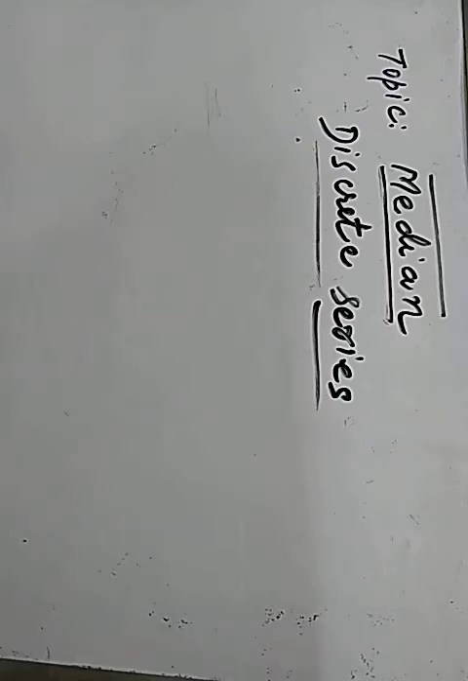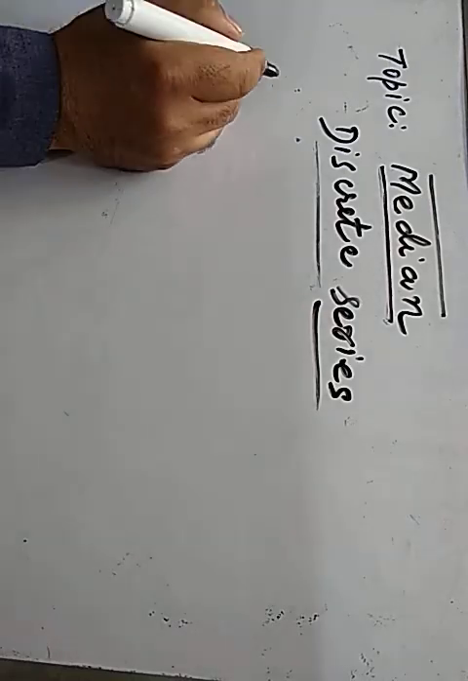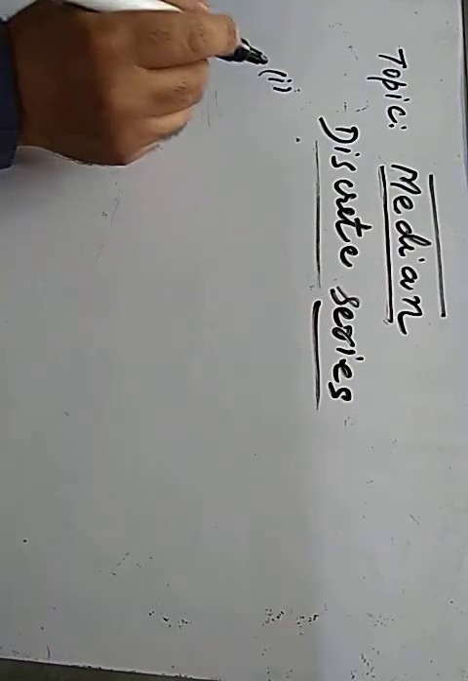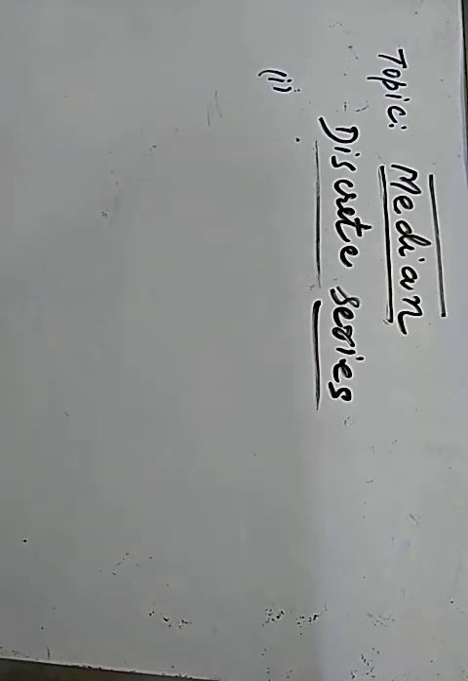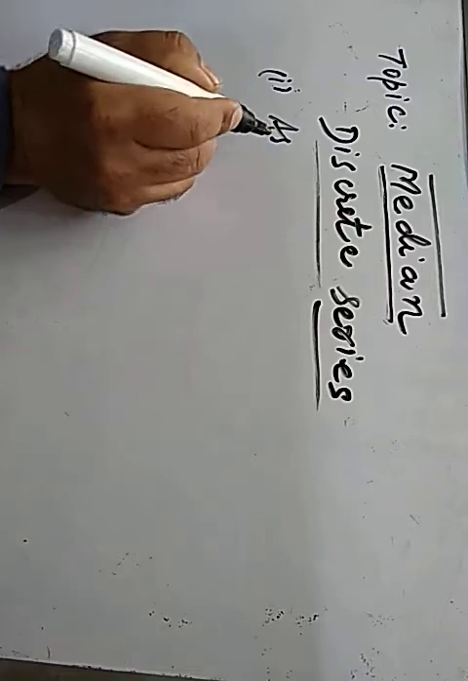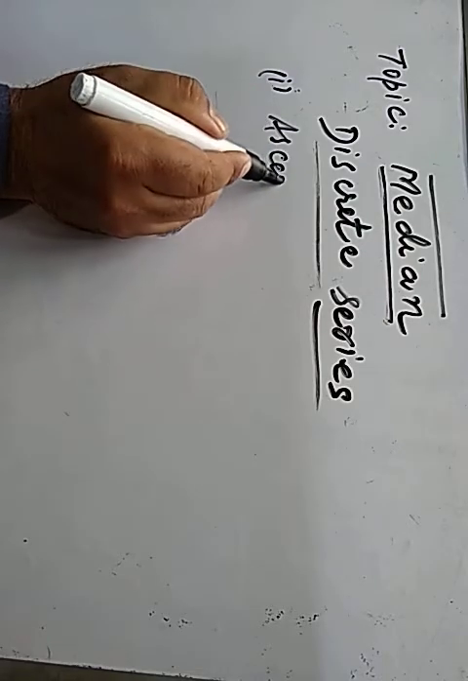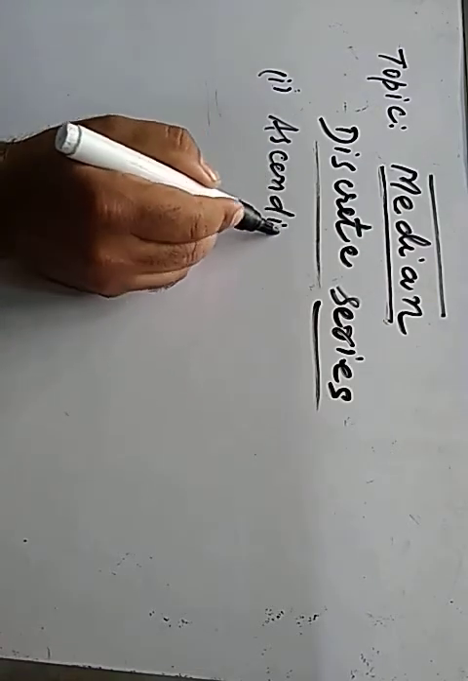Today we will learn how to calculate the value of median in case of discrete series. In discrete series, to find out the value of median, we have to follow certain steps. We have to write the data in some order, such as ascending order or descending order. पहले हमें डेटा को लिखना है, दिखाना है ascending order या descending order में.